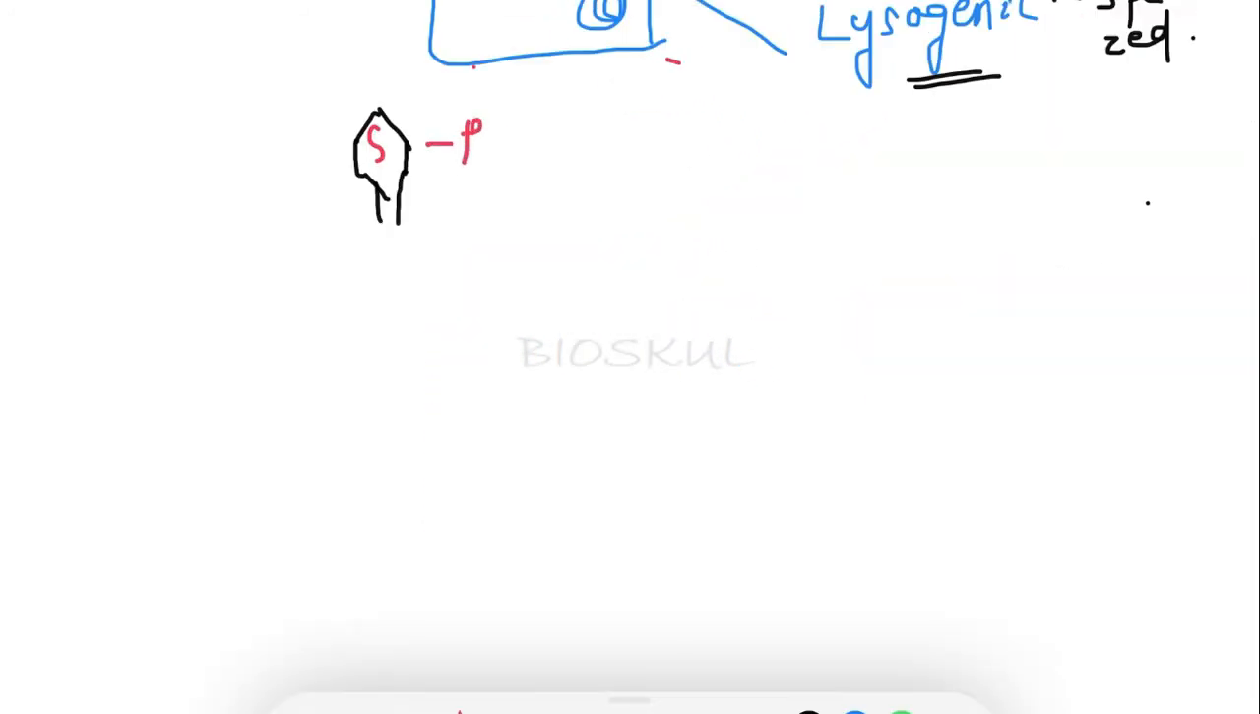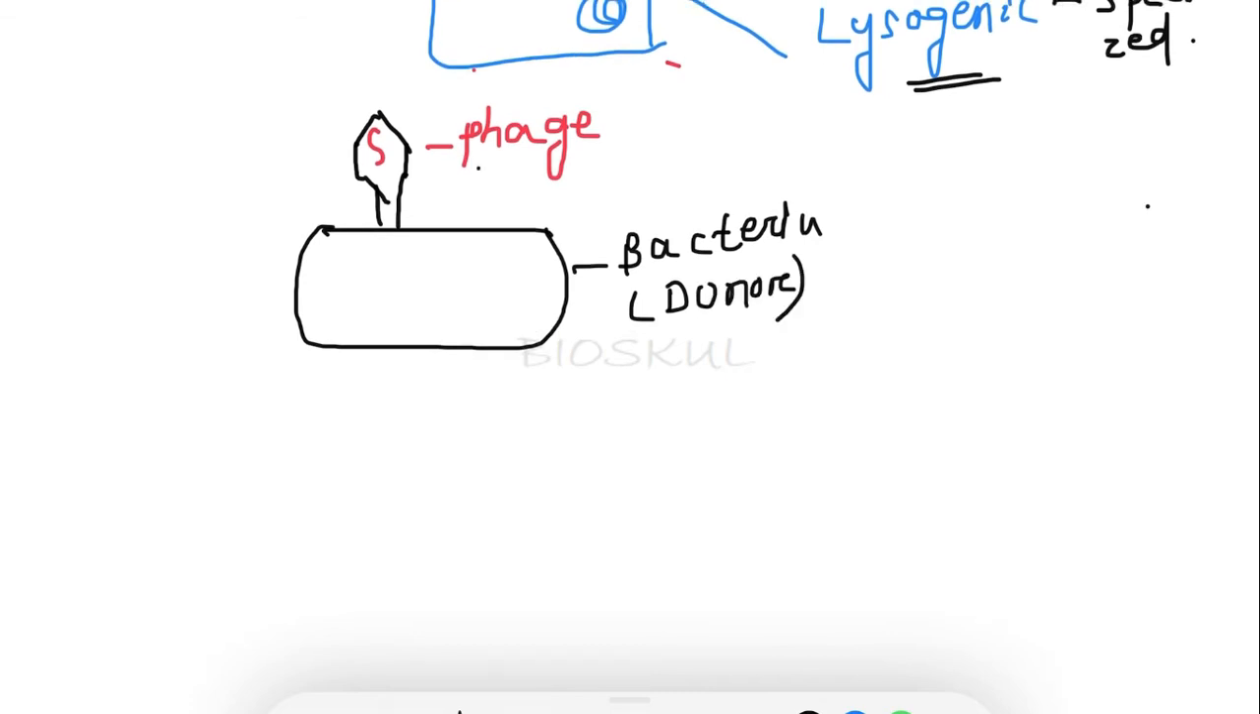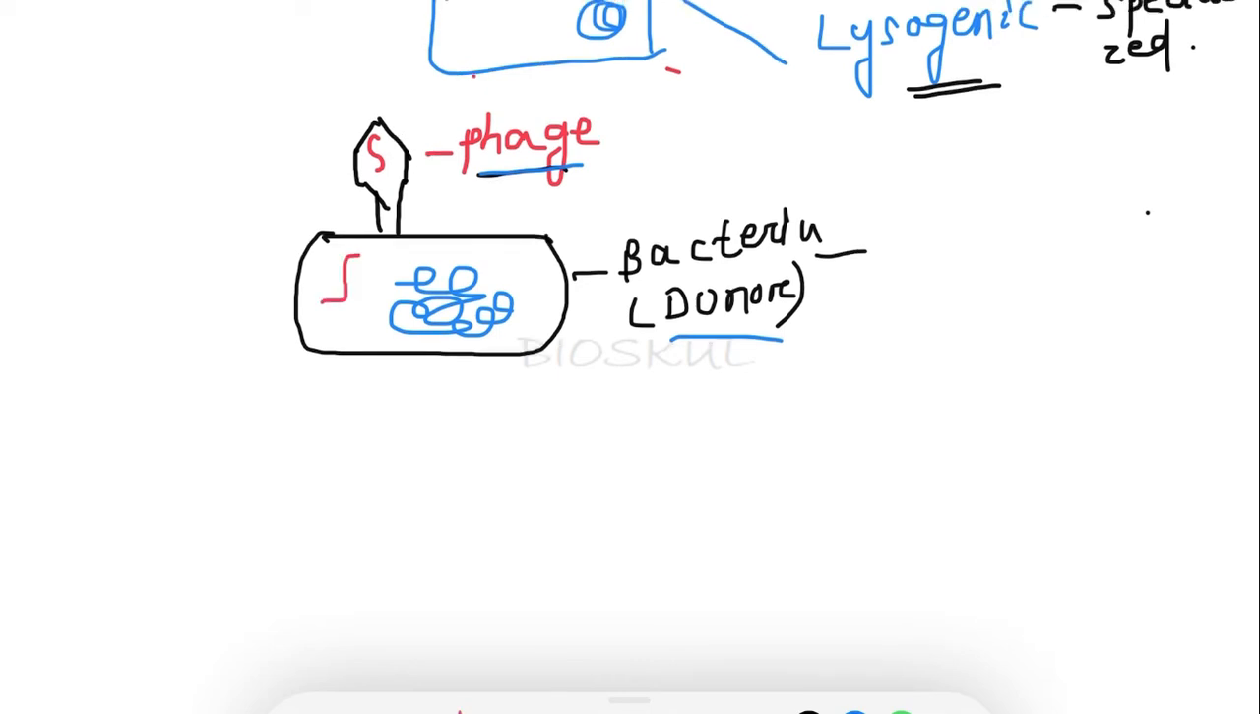So this one is the bacteriophage and this one is the donor bacteria, with its bacterial DNA. When the phage infects the bacteria, the phage DNA enters into the bacteria, and the empty phage coat remains outside of the bacteria.